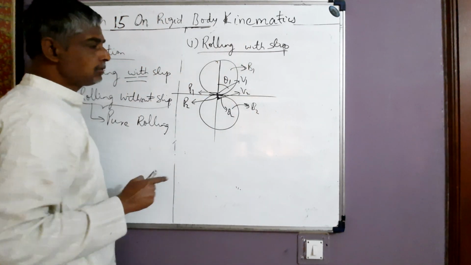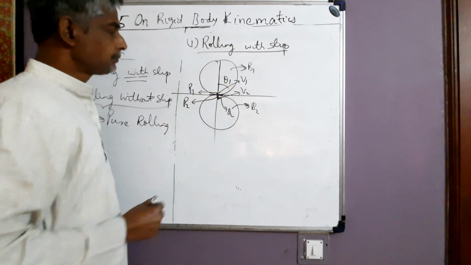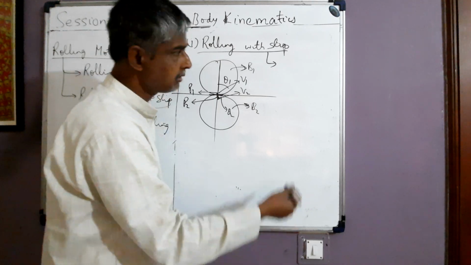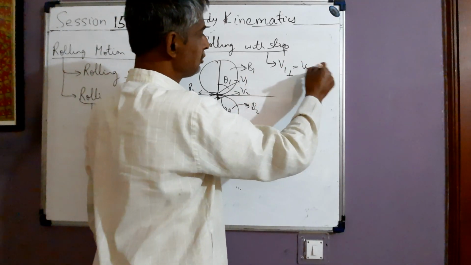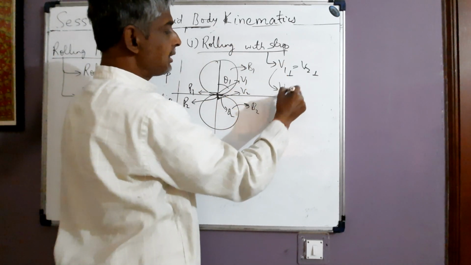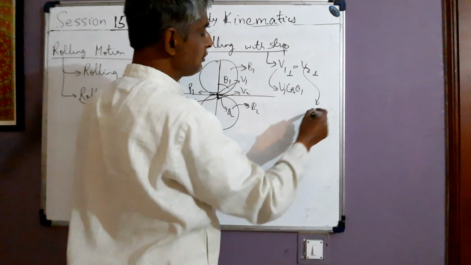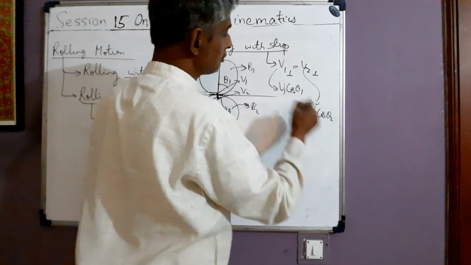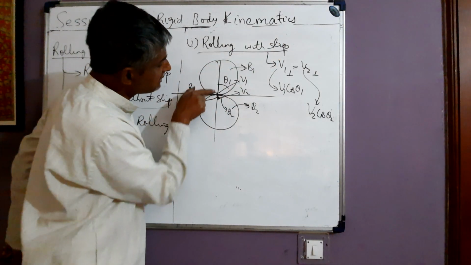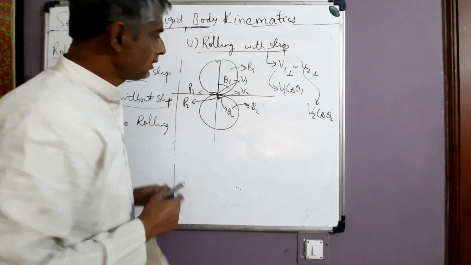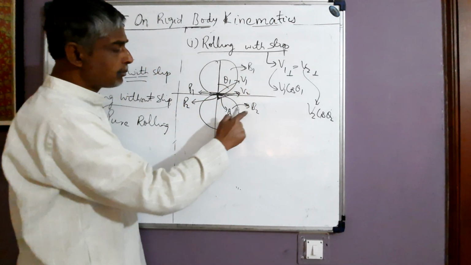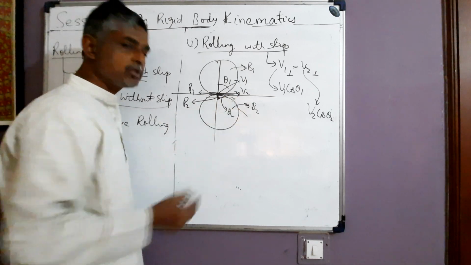Now, in rolling with slip also, one thing is common which I just discussed, and that is that V1 perpendicular is equal to V2 perpendicular at every instant. V1 perpendicular is just V1 cos theta 1, and V2 perpendicular is simply V2 cos theta 2. So these two are equal in magnitude and direction both. Now rolling with slip, that is P1 slips over P2. But the component of velocity of P1 in common tangent plane is how much? V1 sin theta 1. And component of velocity of P2 in common tangent plane is how much? V2 sin theta 2.